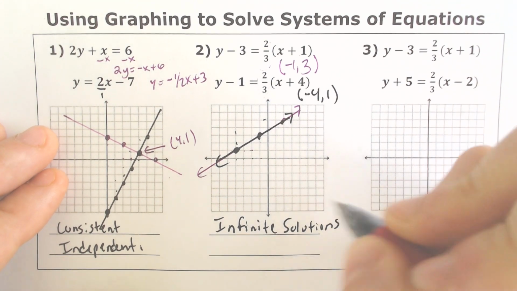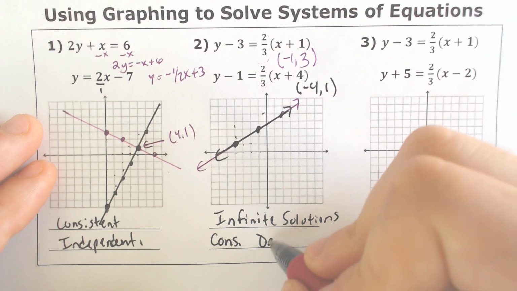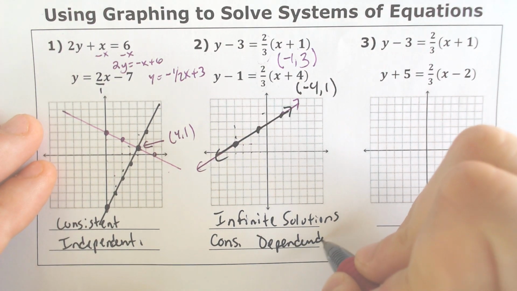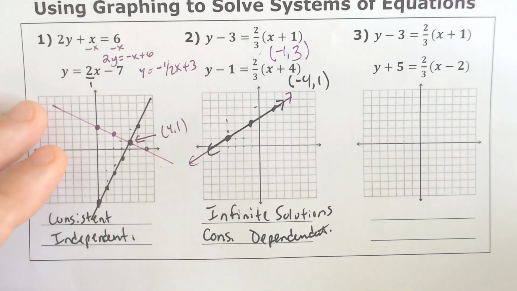And if it's infinite solutions, then this would mean that they are consistent and dependent. Which I think I spelled dependent wrong. I got a few too many D's in there.